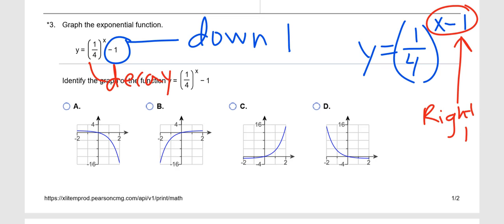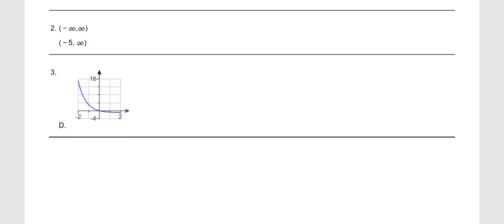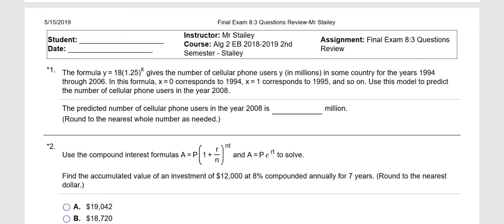There's only one graph that even looks like exponential decay. What is it? D, thank you very much. Remember, it has to start high and go down to the right as time goes on. But you'll notice it went across the x-axis because it's been shifted down 1 unit. Okay, that takes care of that section.